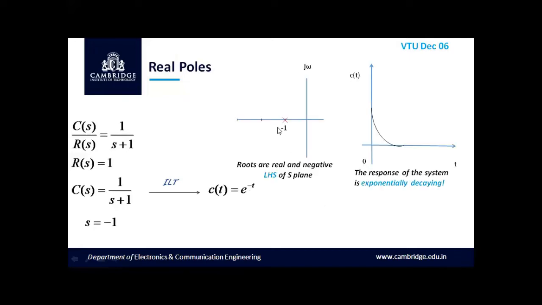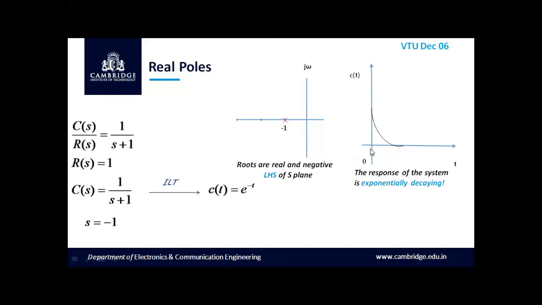So the roots are real and negative and it lies in the left half of the S-plane. Here we have a pole. We know the pole is represented by a cross mark and it is lying in the left half of the S-plane as s is equal to minus 1. And the response of the system is exponentially decaying in nature.